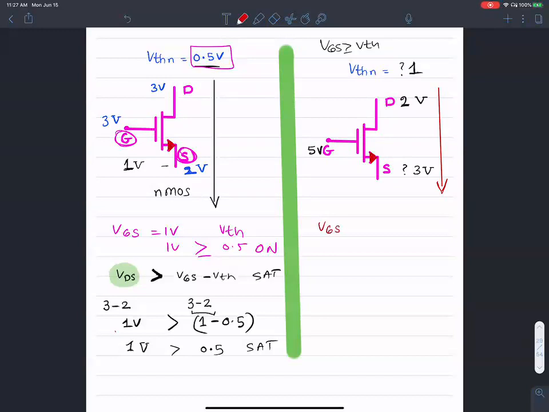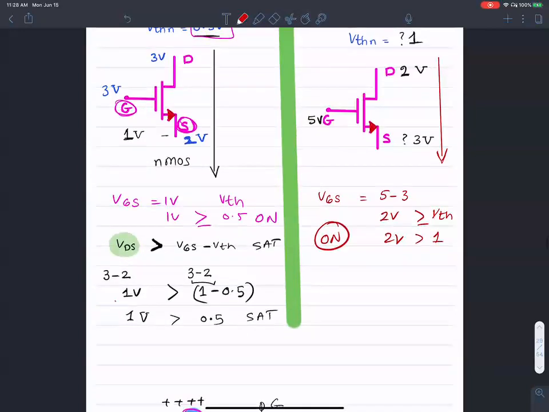Let's look at VGS first. VGS is VG minus VS. Compare that to the V threshold. Two volts compared to V threshold. So it's on. So let's check saturation or linear. What's the value of VDS? Compare that to VGS minus V threshold. VD is 2 volts. V source is negative 3 volts. So this is a value of negative 1.